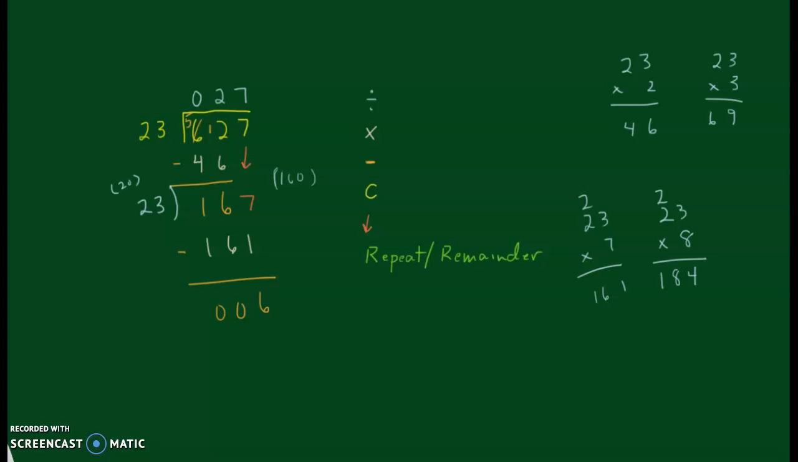The directions ask you to write your remainder as a fraction. So our remainder is 6. The divisor is 23, and the divisor is what becomes our denominator. So the correct answer for this problem would be 27 and 6/23.